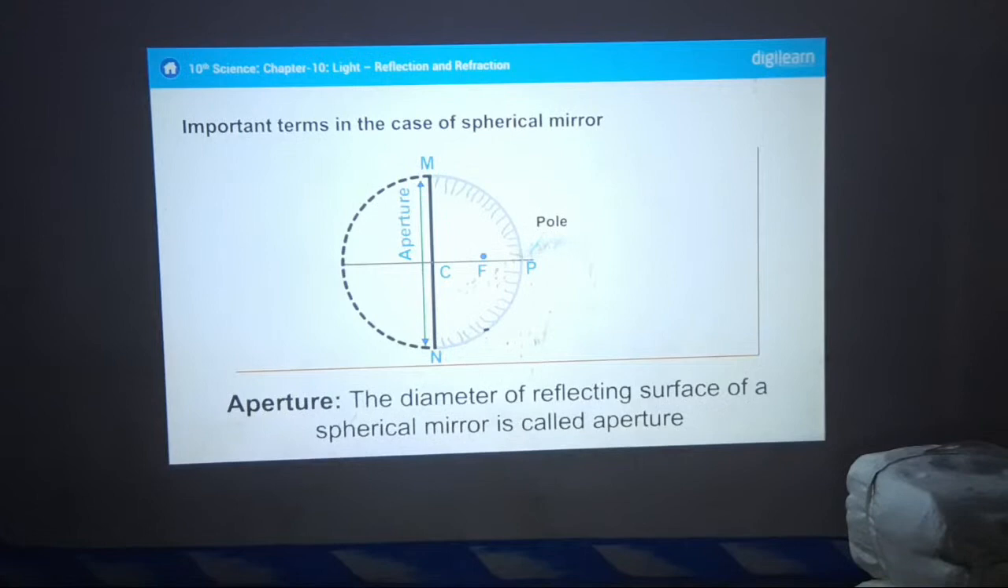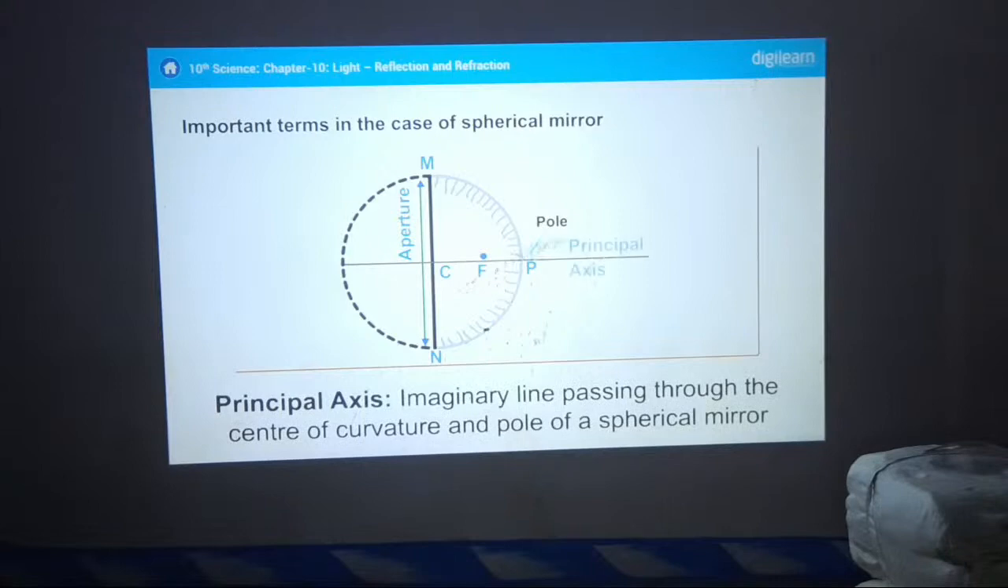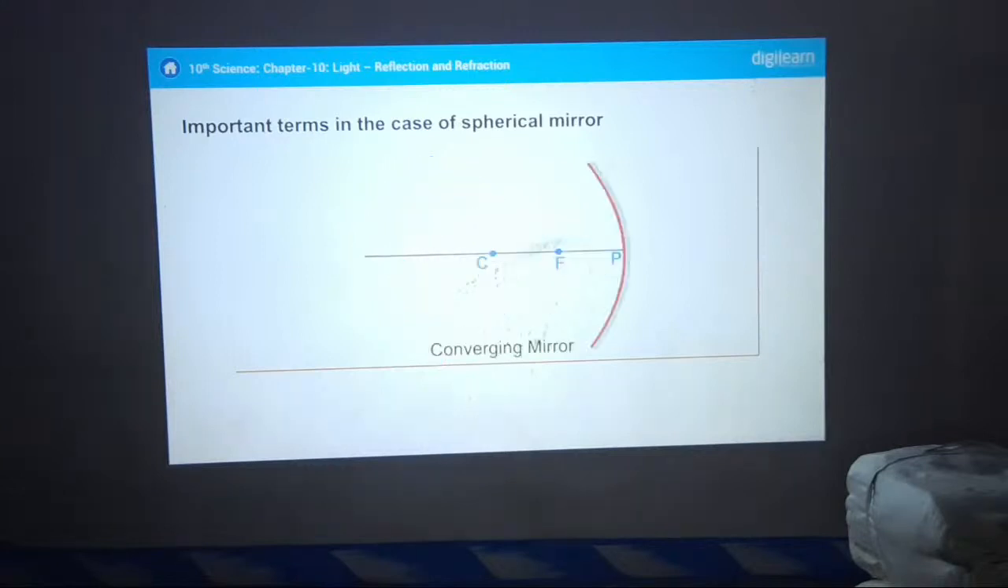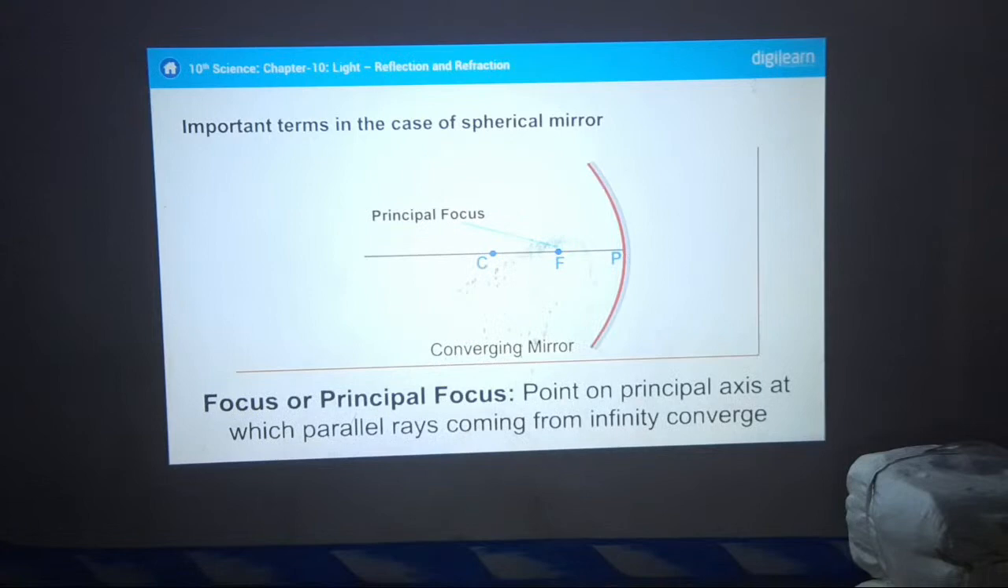Aperture. The diameter of reflecting surface of a spherical mirror is called aperture. Principal axis. Imaginary line passing through the center of curvature and pole of a spherical mirror is called the principal axis.